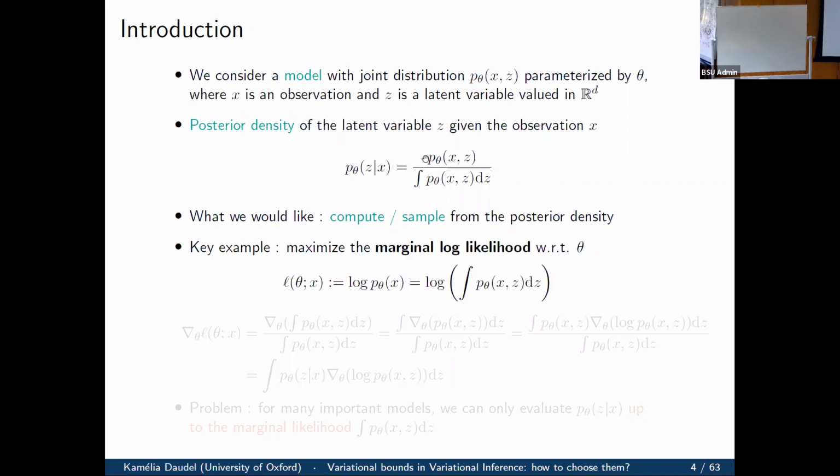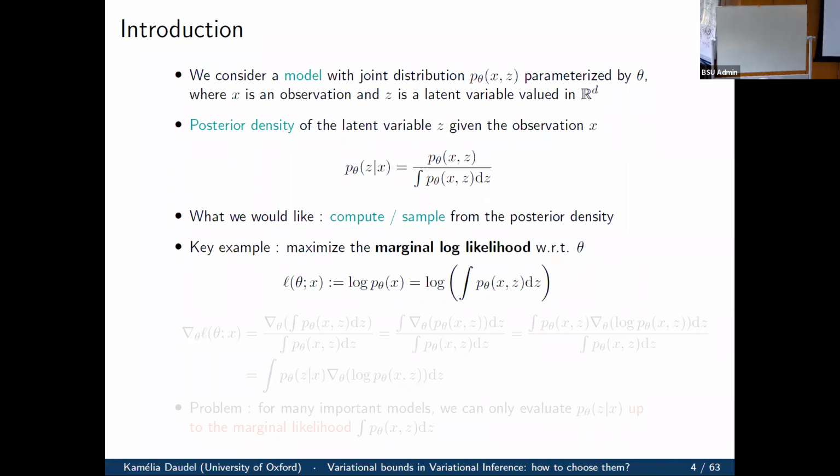A key example where we need to have access to this posterior density, which is going to be of particular interest to us, is the case of trying to maximize the marginal log likelihood with respect to theta, which I define here using the notation L(theta, x). So this notation is going to be used a lot, so good to keep it in mind. And it's basically a log normalizing constant here, the log of the integral of my joint with respect to z.